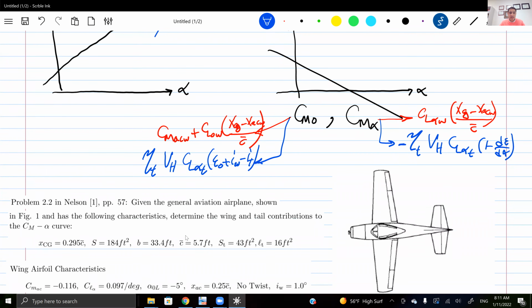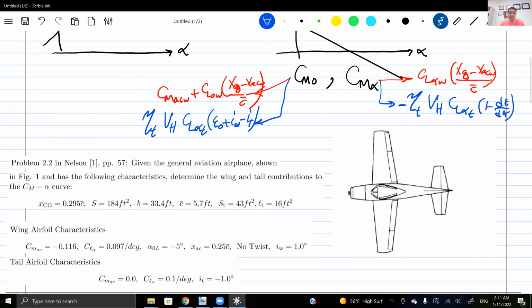So for example, first of all, the wing contribution in red to this constant CM naught of the airplane, here is the equation for it. The first term is CM aerodynamic center wing. Well, here is the wing, here is the CM aerodynamic center wing. So I have this. Second, CL naught wing. Okay, how can I get the CL naught? So aside from the CL naught, there is CG and there is aerodynamic center, and both are given.